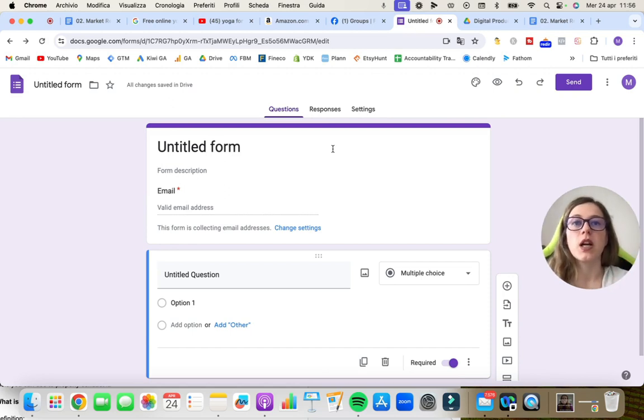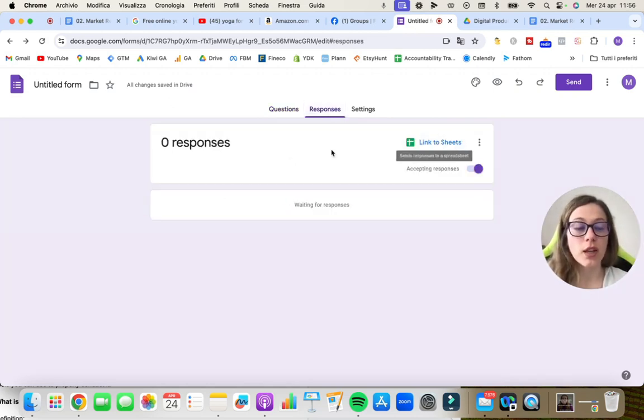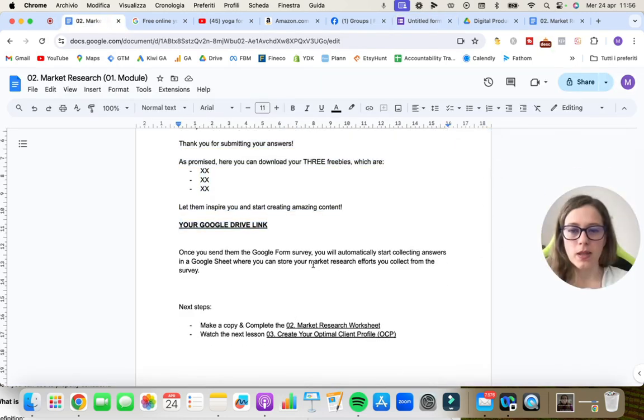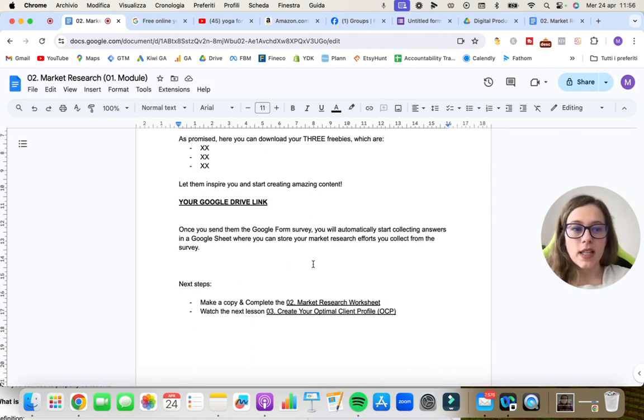Once people start replying to your survey, you get a Google Sheet here automatically, and it's recording all the responses automatically. So it will be useful for your market research purposes, because all the responses are tracked in one single sheet. Perfect.